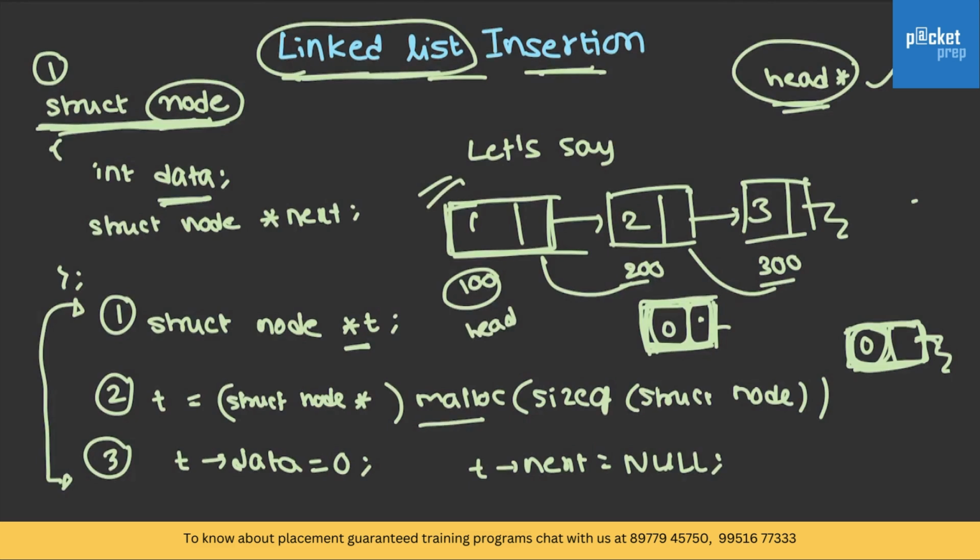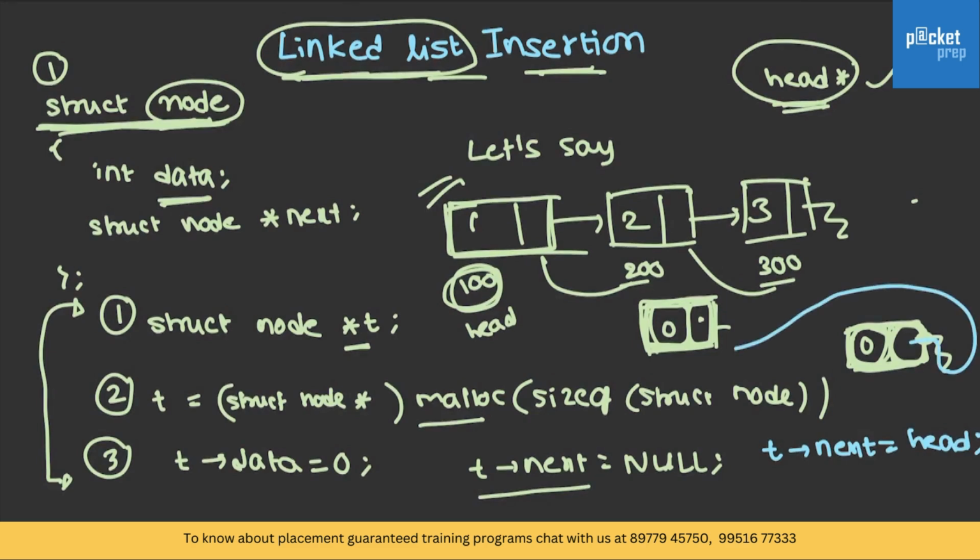To make it the first node, this actually needs to store this address. So this can be accessed with T arrow next, which should be equivalent to head. I can write it with T arrow next equals head. This actually points to this location, and 100 will be stored here. After this, I need to change the head.